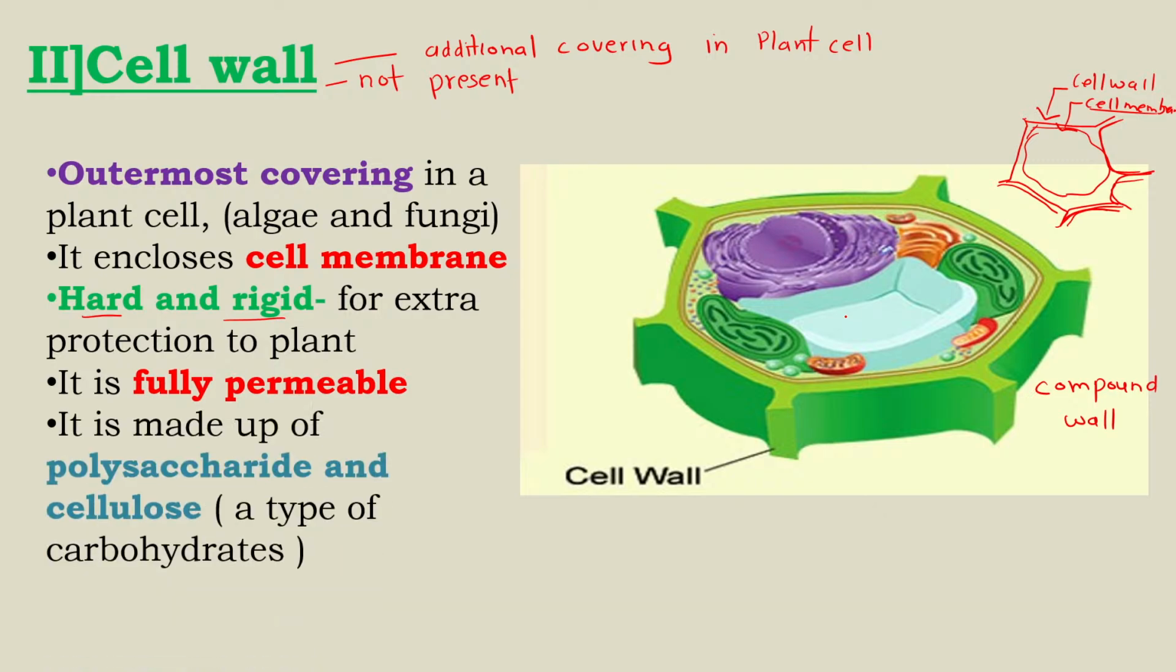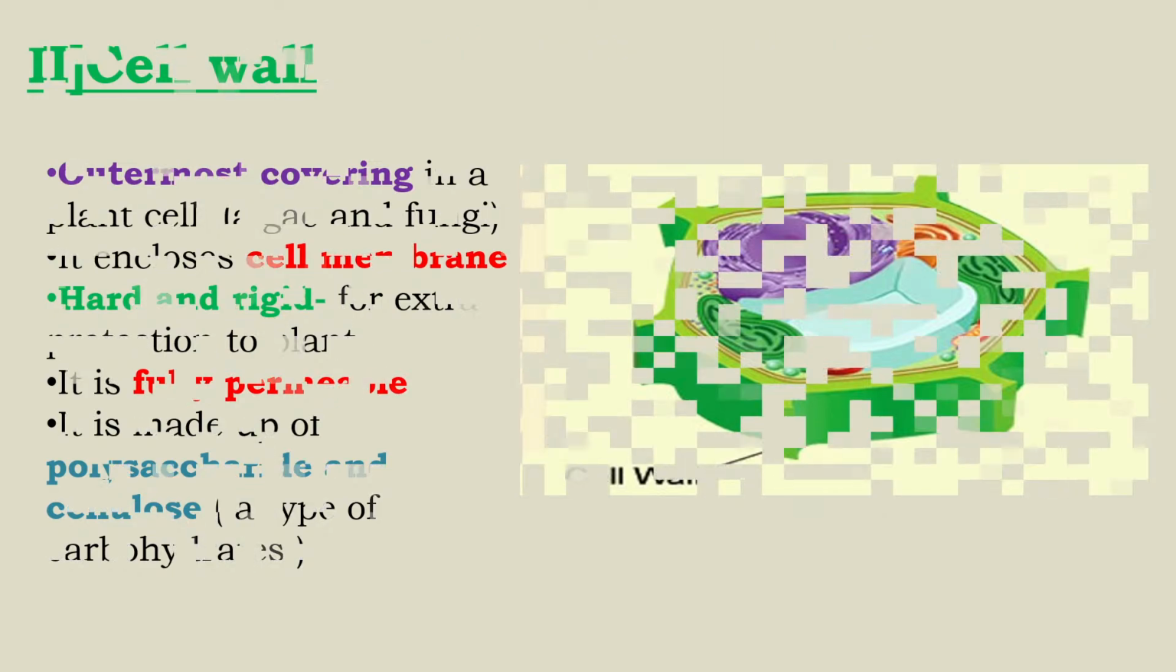This cell wall is made up of polysaccharide and cellulose. So cellulose and polysaccharide actually make the cell wall. So what is the cell wall made up of? The cell wall is made up of polysaccharide and cellulose. Cellulose is a type of carbohydrate.